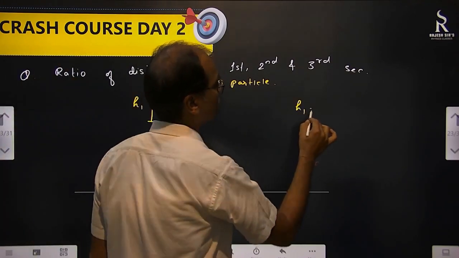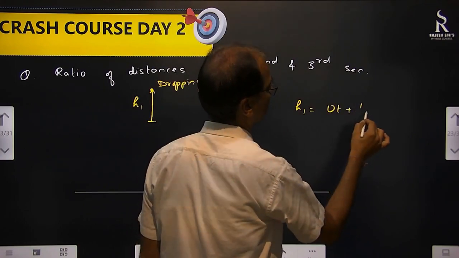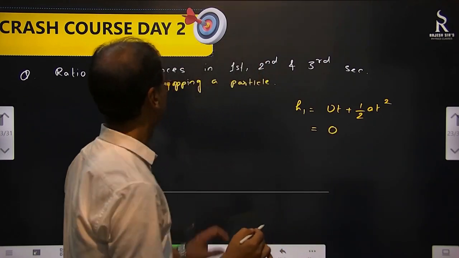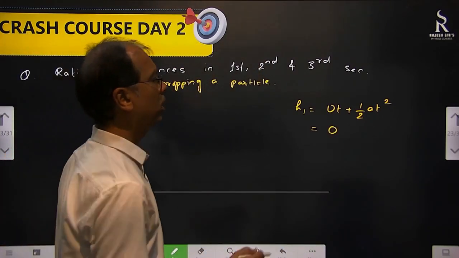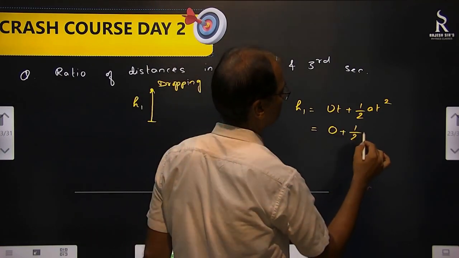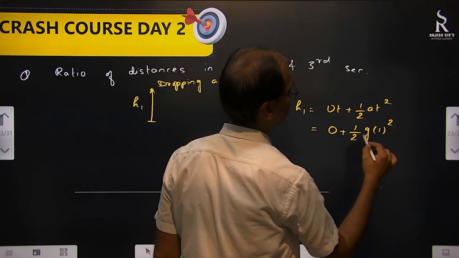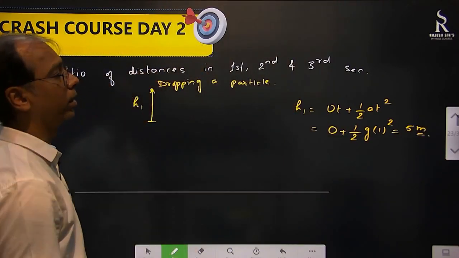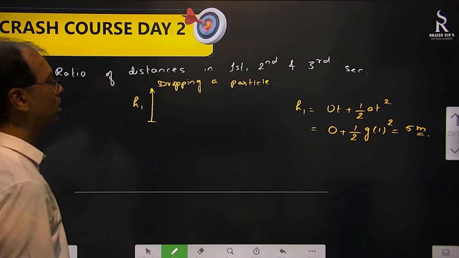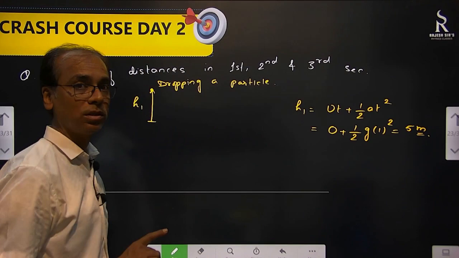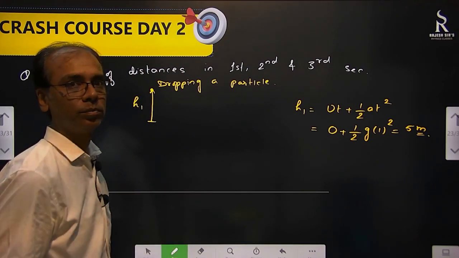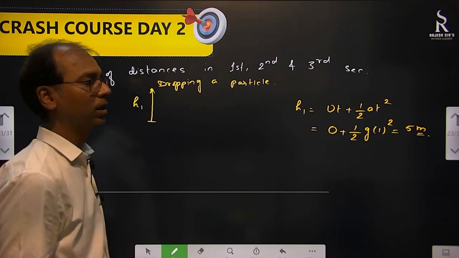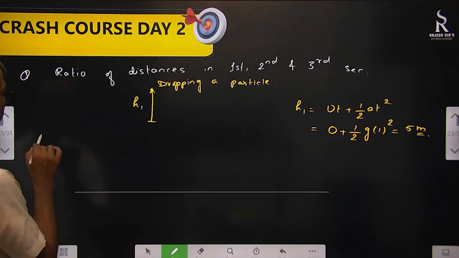h1 is ut plus half at square. This is the general formula we will use. u is what? You have dropped it, so the initial velocity is 0. Half g into 1 square, that is g by 2, that is 5 meter. Now he says the distance traveled in the second second. The second second means what? Distance traveled in 2 seconds minus distance traveled in the first second. Or you can use the distance traveled in the nth second formula. That is also okay.